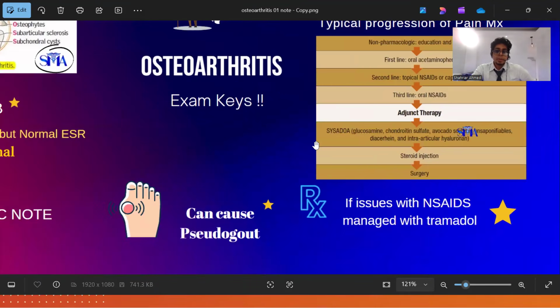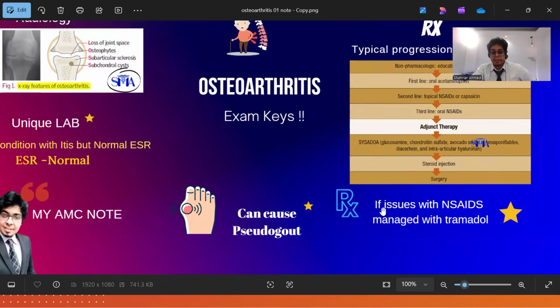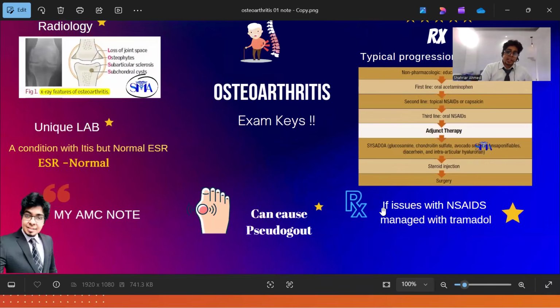There was one question in AMC about whether issues with NSAIDs can be managed with tramadol. So they will also put you in realistic situations like this. That is something we call clinical reasoning type of questions. So you want to give NSAIDs, but the patient has a problem with kidney, or allergies, then what to do? Give tramadol hydrochloride.